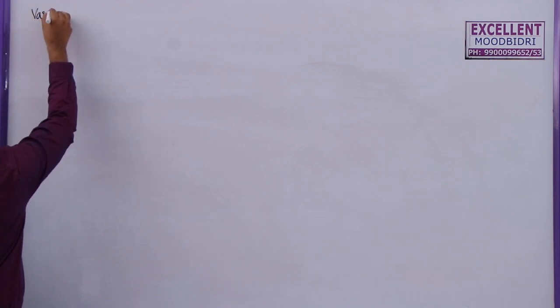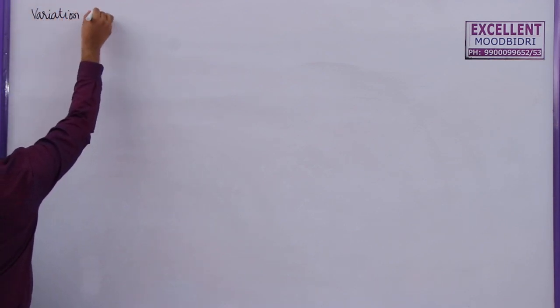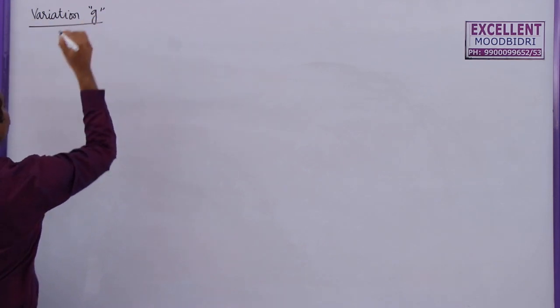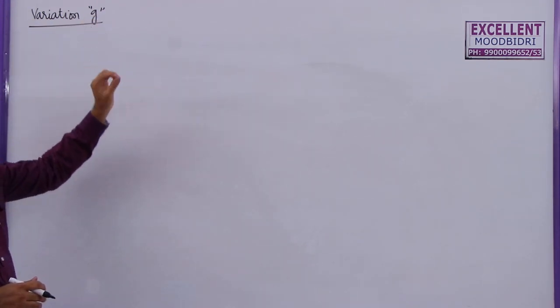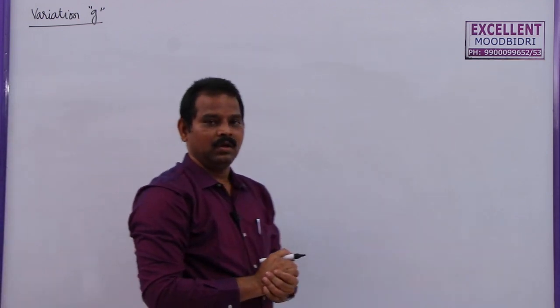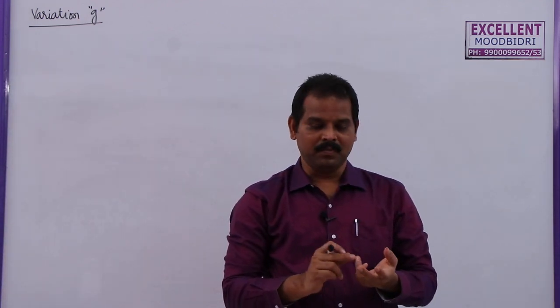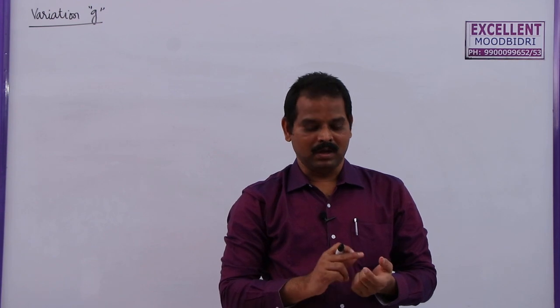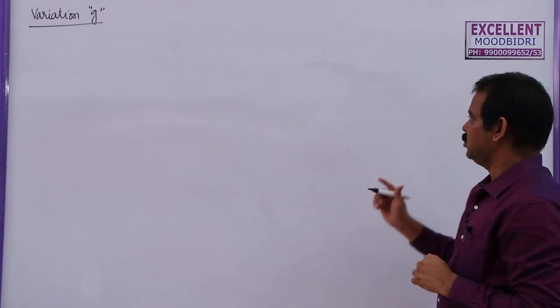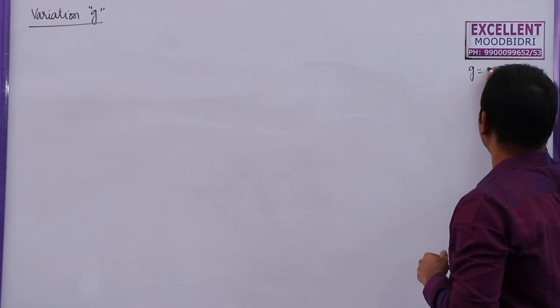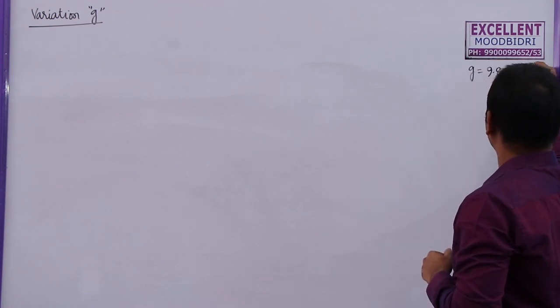Variation of small g value. We know that the value of small g is equal to 9.8. In the previous lessons, in motion in a straight line or motion in a plane, work, energy, power, laws of motion, including system of particles or rotational motion, we took small g as 9.8 meter per second square.